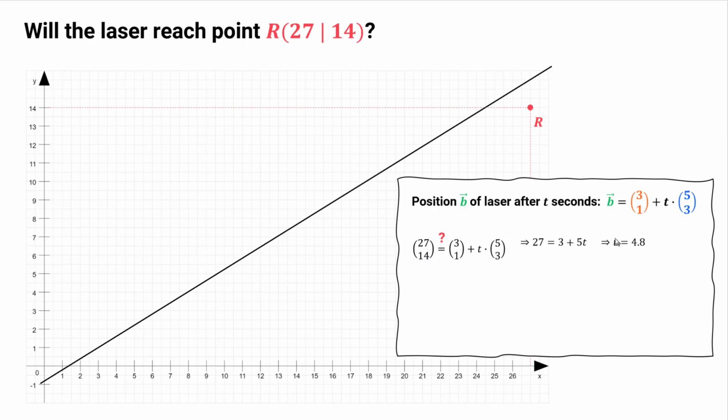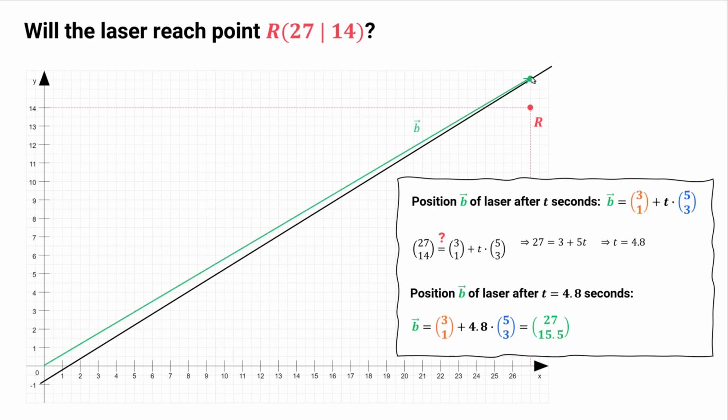So all we have to do is plug in this value t into our position equation. And by doing that, we get that after 4.8 seconds, the laser will be at the position 27 and 15.5. So it's at the correct x-coordinate, but at the wrong y-coordinate.